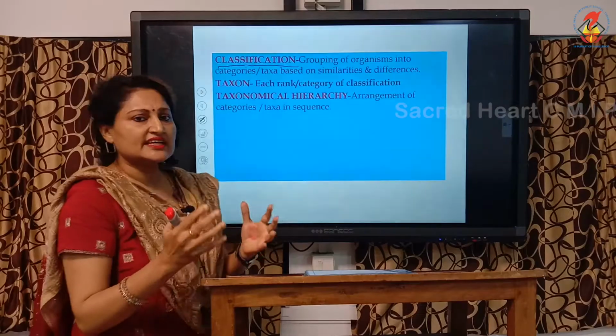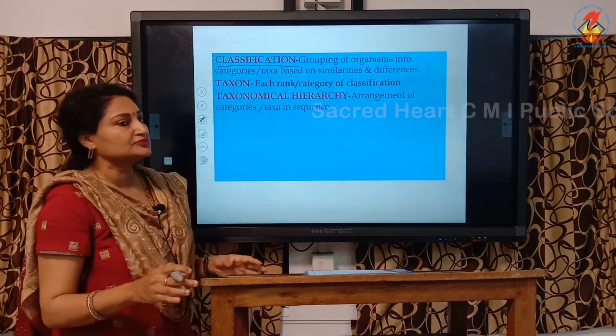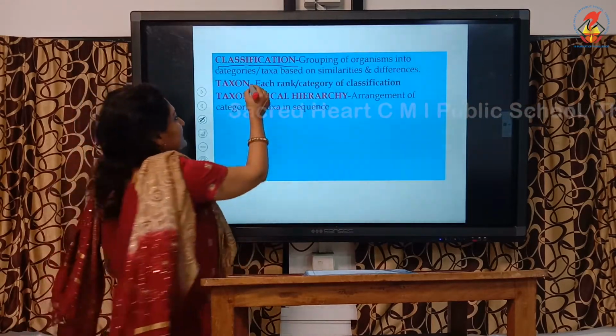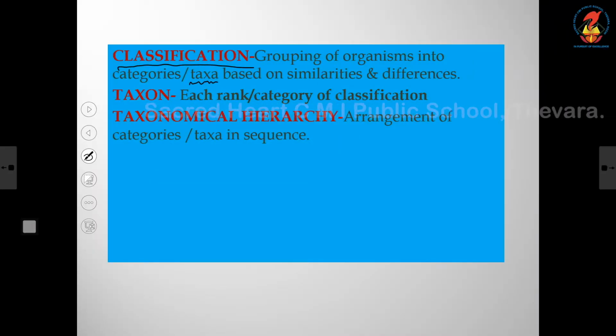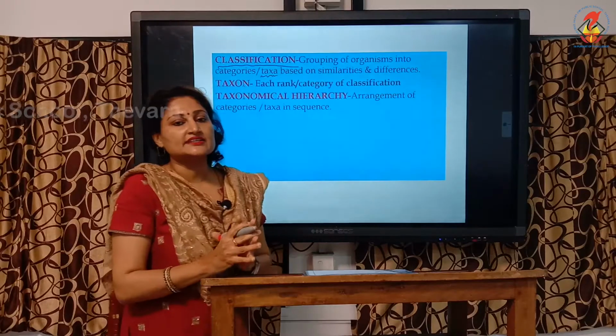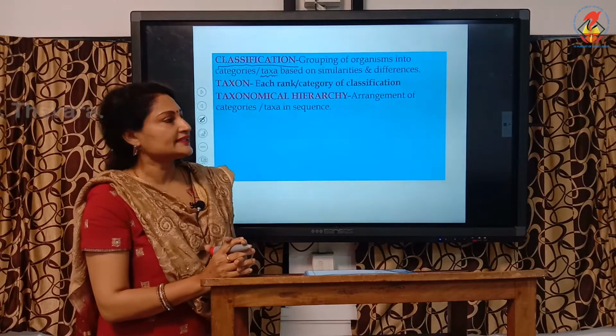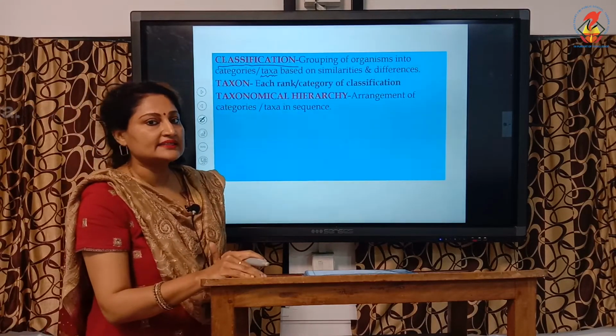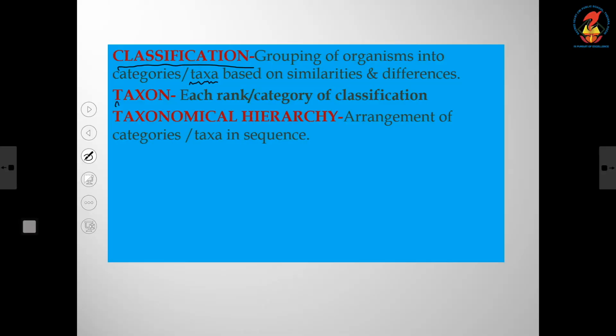classification. Classification, as the name suggests, the grouping of organisms into categories, and these categories are called taxon, or in plural taxa, based on similarities and differences. So what is classification? Grouping of organisms into categories, and these biological categories are called taxon, plural taxa, based on similarities and dissimilarities. Next, what is taxon? As I told you, each rank or each category of classification is called taxon.